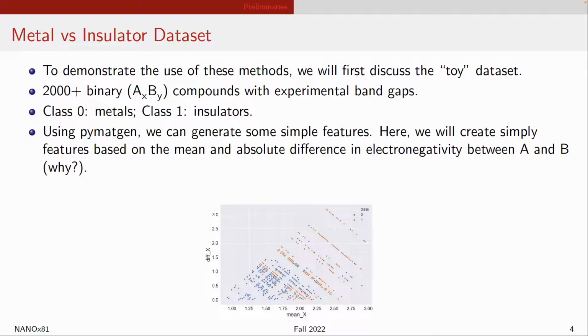Anyone wants to hazard a guess? Why would I think that electronegativity has anything to do with whether something is a metal or insulator? Yep.